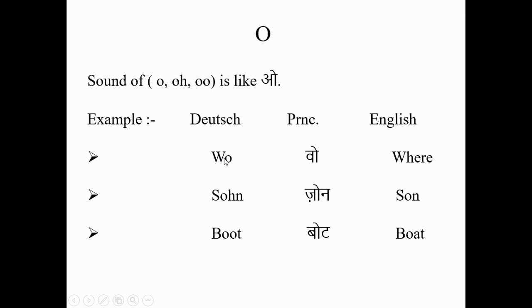You can see here o is coming after w, so its sound is like wo. Next is Sohn. Oh is coming after s, so its sound is like Sohn, which means son. Next is double o. The sound of double o is also like o. So this is Boot. Boot means boat.